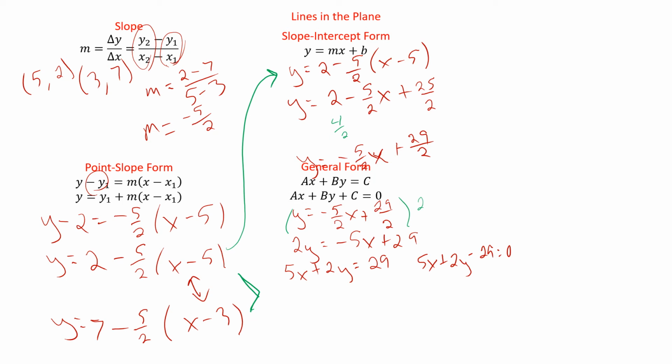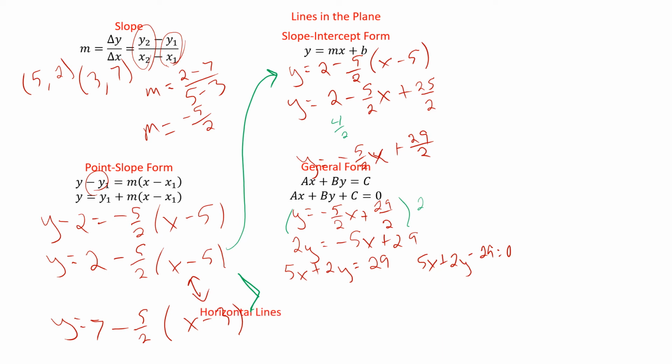Graphing these, slope-intercept is easy to graph. That's where you start with graphing. You plot the intercept, use the slope. Point-slope form, you can start with whatever point it gives you, and then use the slope. For general form, I would find the intercepts. If x equals 0, what will y equal? If y equals 0, what will x equal?